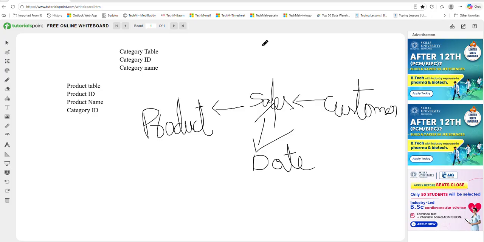Product, and here category will be there. I am writing about snowflake schema. Star schema I already explained, so now I am explaining snowflake schema. So here the category table will also be connected here. These are all different tables.